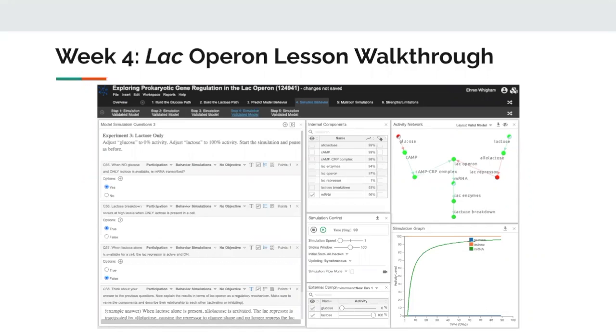In week 4, we worked through a lesson titled Exploring Prokaryotic Gene Regulation in the lac operon. Participants learned what it's like for students to build a model and run simulations. We considered what questions are posed to students and why, and we discussed how to modify the lesson to fit the needs of an individual instructor.